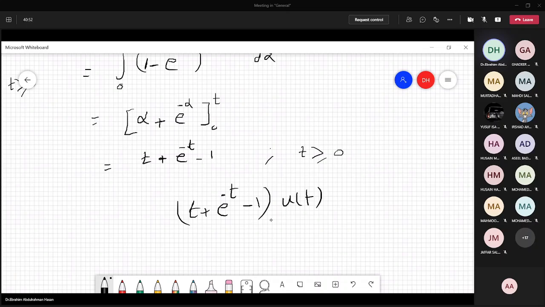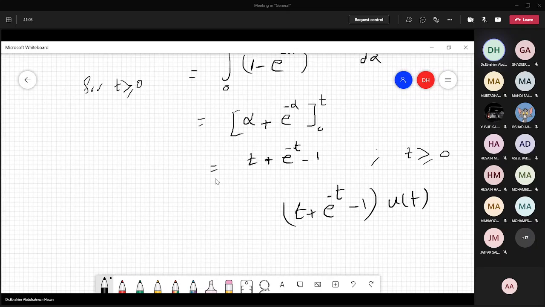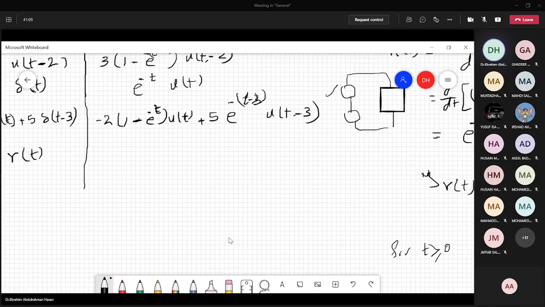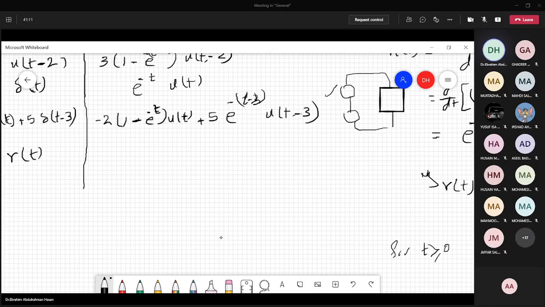If we multiply this one by u of t, it means that for t less than 0 it is equal to 0, and for t greater than 0 we just multiply this one by 1, which gives this. So for ramp of t, the output will be equal to t plus e to the power of minus t minus 1, multiplied by u of t.